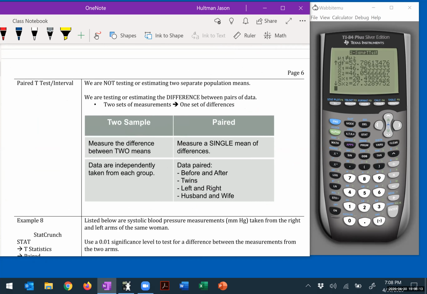Paired. What does it mean when groups are paired? Remember, this is like if we have siblings or if we have spouses.